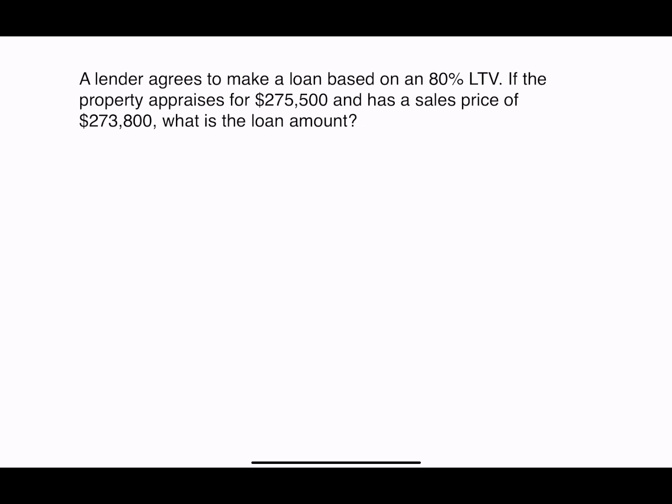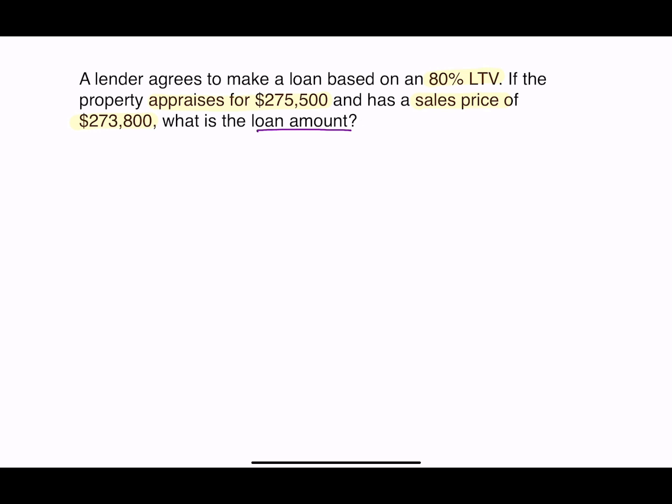So what I'm going to do is first just take a look at the numbers that this problem is giving me. I know there's an 80% LTV. I know the property appraised for $275,500 and it has a sales price of $273,800, and what we're looking for here is the loan amount.